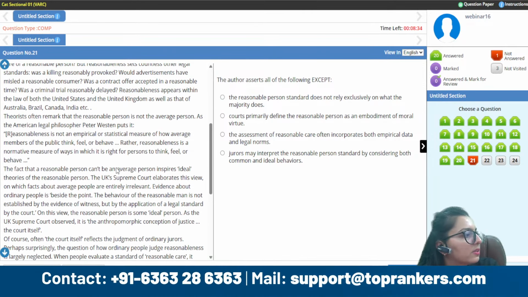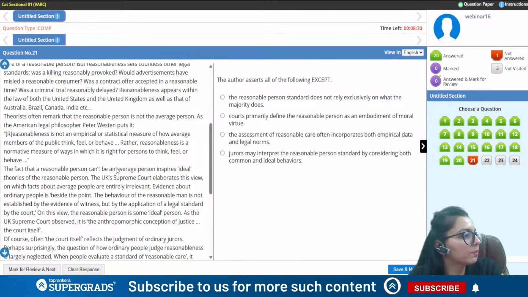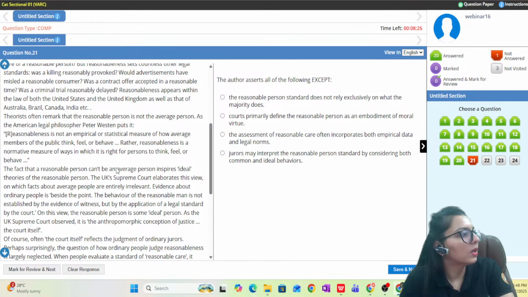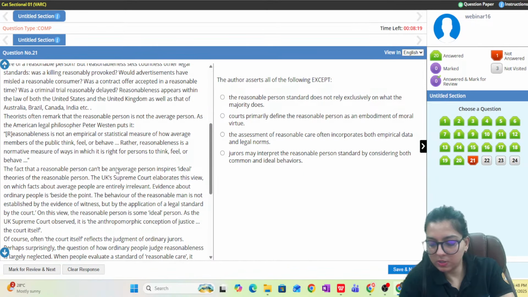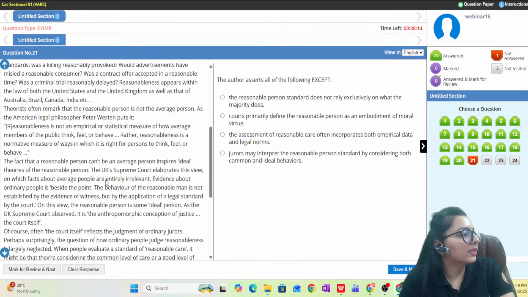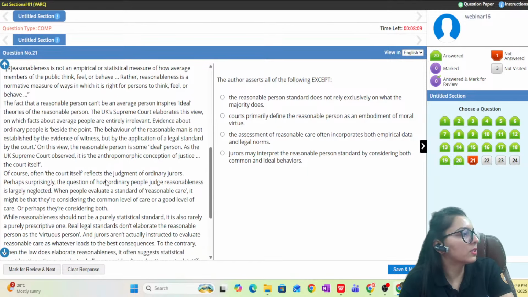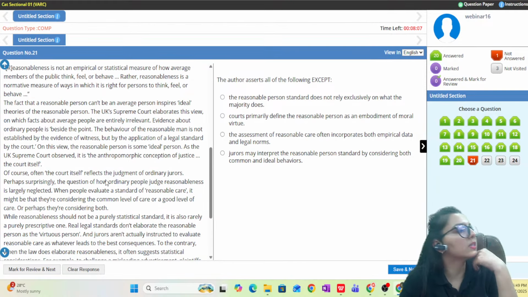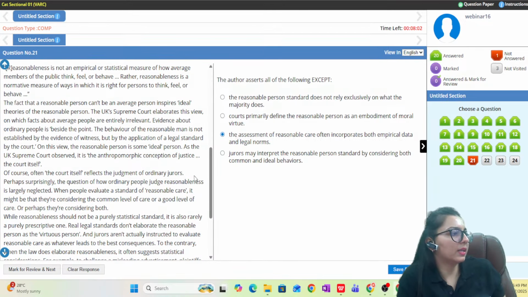Theorists often remark that a reasonable person is not an average person. As the American legal philosopher Peter Westen puts it, reasonableness is not an empirical or statistical measure of how average members of the public think, feel, or behave, but rather, reasonableness is a normative measure of ways in which it is right for persons to think, feel, and behave. The fact that a reasonable person can't be an average person inspires ideal theories of the reasonable person. The UK's Supreme Court elaborates this view on which facts about average people are entirely irrelevant.